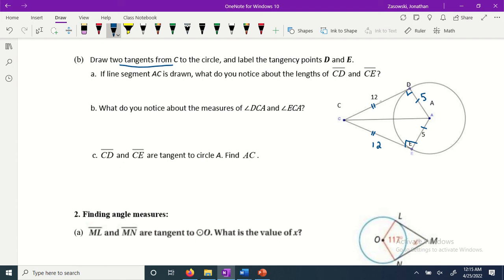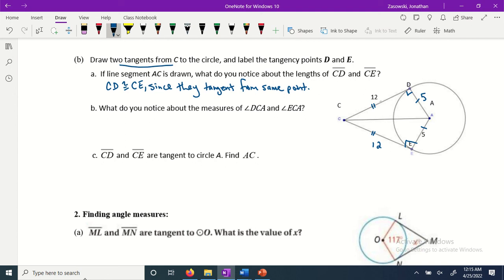So letter A, if segment AC is drawn, what do you know about lengths of CD and CE? And so we can say that CD is congruent to CE. And we'll just put a little explanation, since they are tangent from the same point outside the circle, from the same point. That's it.